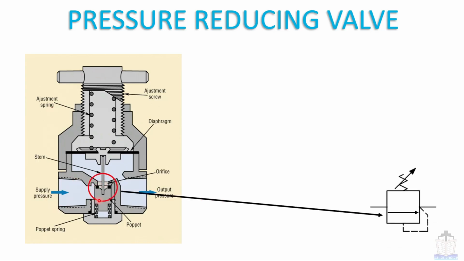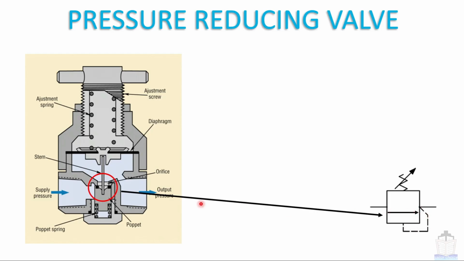The whole pressure reducing valve is represented in this form. This is the spring, and this arrow means I can adjust the spring pressure by this adjustment screw. This is the inlet port and this is the outlet port. This inlet port is this one and this is the outlet port, this one. This line is showing that pilotage is done by the outlet pressure, not inlet pressure.